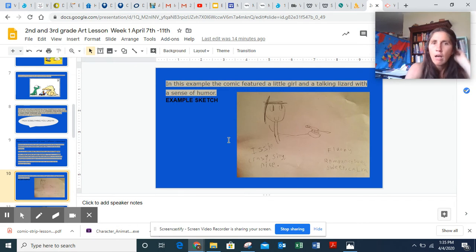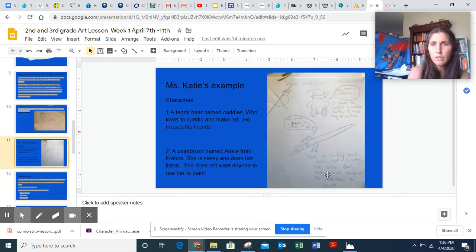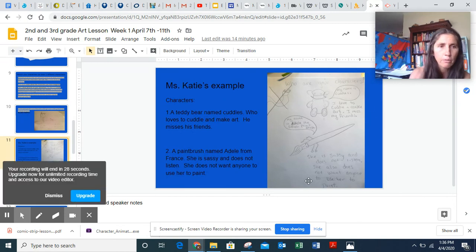Okay, here's an example. In this one, there's a little girl and a talking lizard. Okay, this was my example. I came up with a teddy bear named Cuddles, and he loves to make art. And he misses his friends. And then this one is a sassy paintbrush named Adele from France. And she doesn't want anybody to use her to paint with. Notice I drew them out and I also wrote about them. Super, super basic, okay? You might want to start with that and then I'll do the next recording.